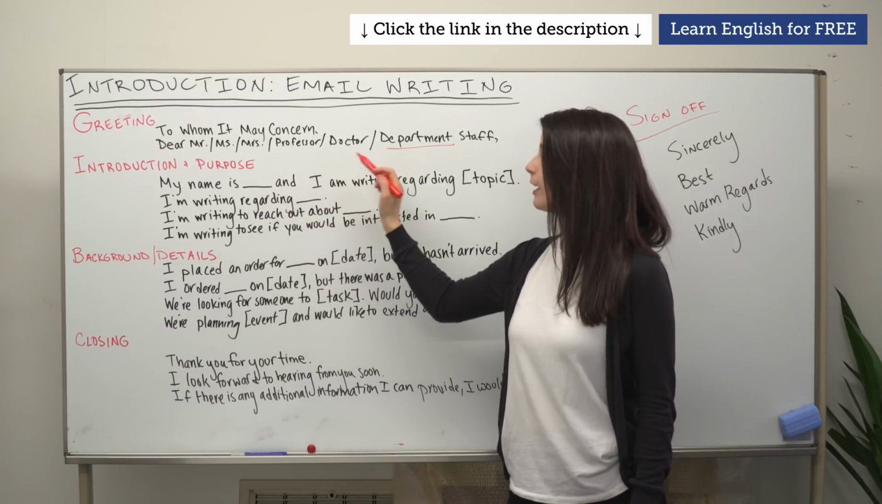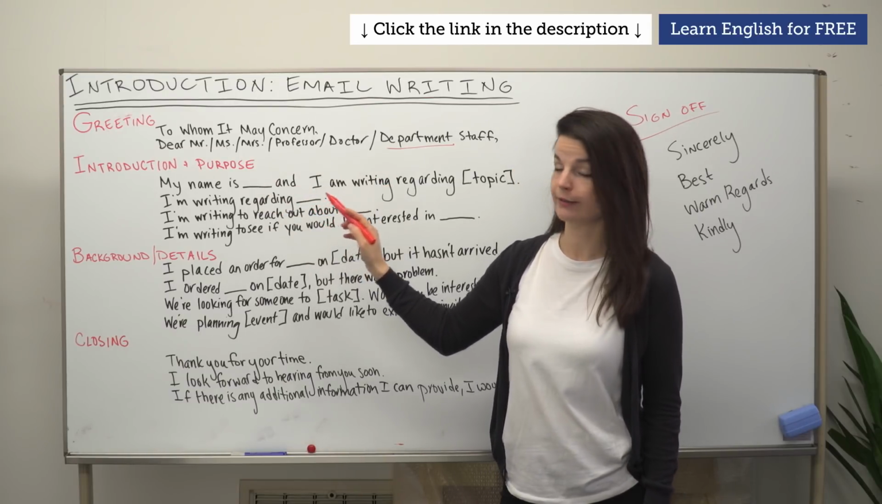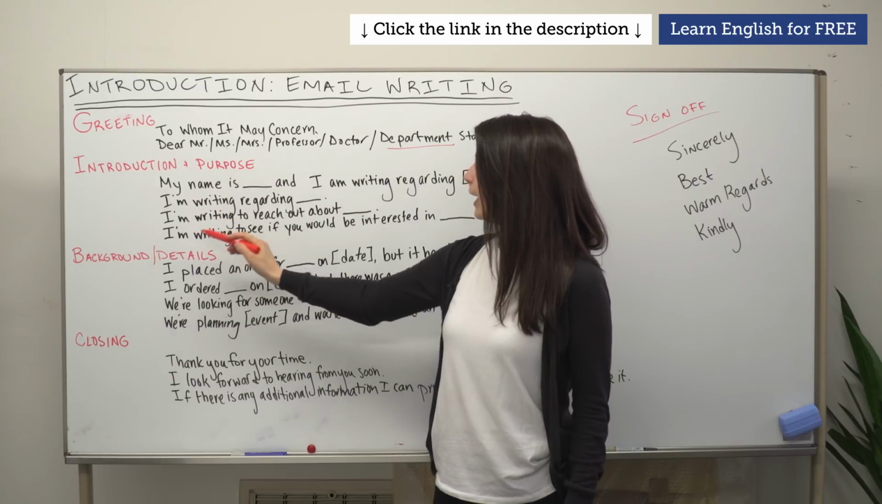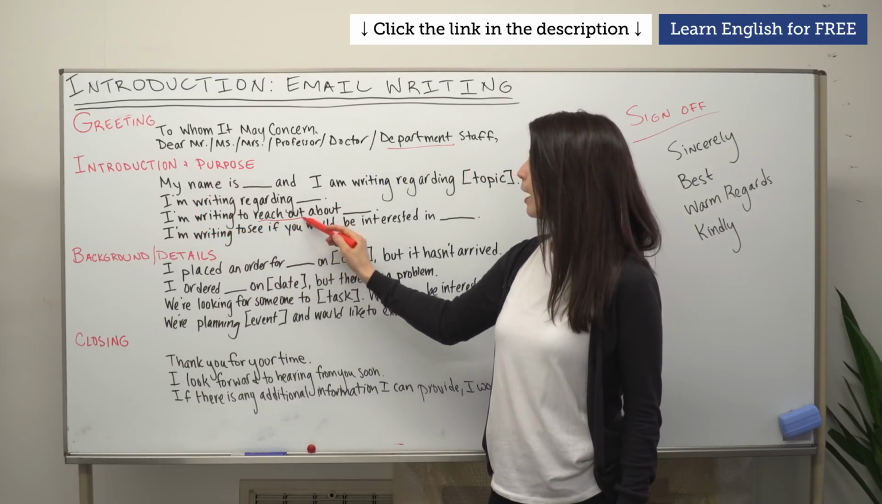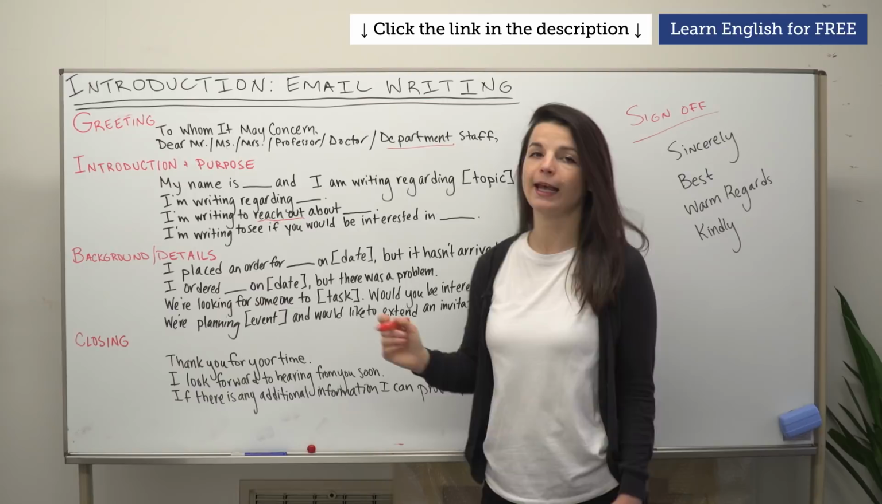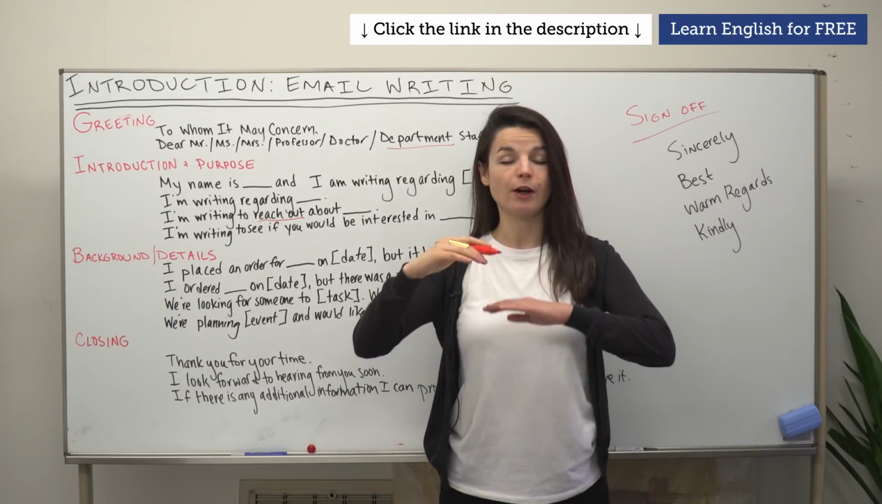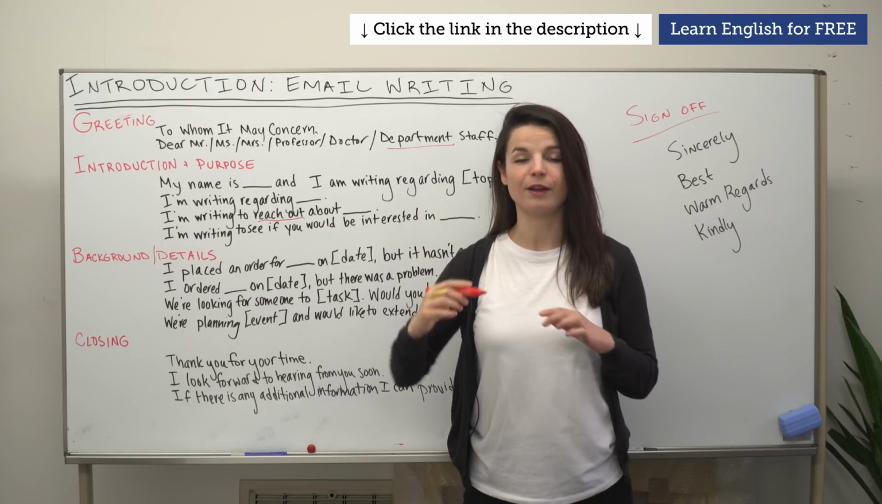So I'm writing regarding English studies at your school, for example. Another one: I'm writing to reach out about. So here I've used about. You can use regarding here too. Regarding just sounds a little bit more formal than about.